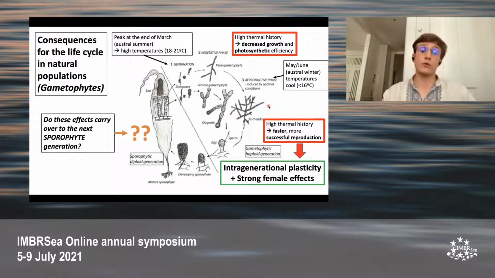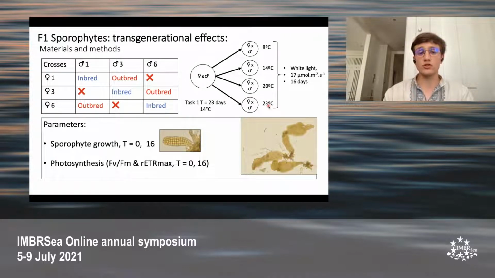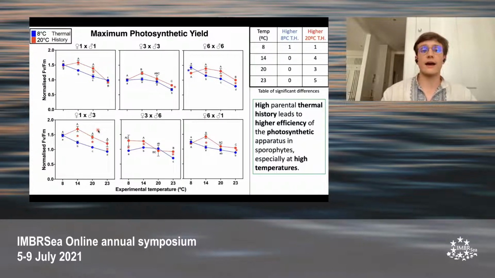But now we wanted to look at whether these effects carry over to the next sporophyte generation. And to do so, we took 6 out of the 9 crosses, 3 inbred and 3 outbred, and we exposed them to a range of temperatures between 8 and 23 degrees, 23 being the upper survival temperature of the species, at least in Namibia, and we exposed them to these temperatures for 16 days. And there we measured the growth of the sporophytes between day 0 and day 16, as well as the changes in photosynthetic ability. So firstly, looking at the consequences on the maximum photosynthetic yield.